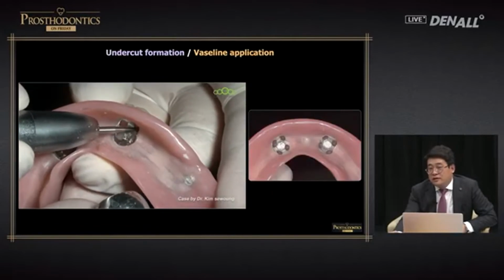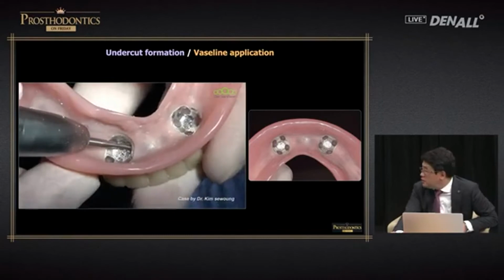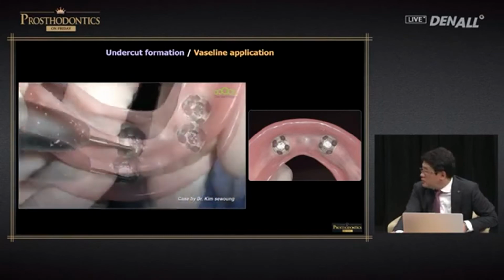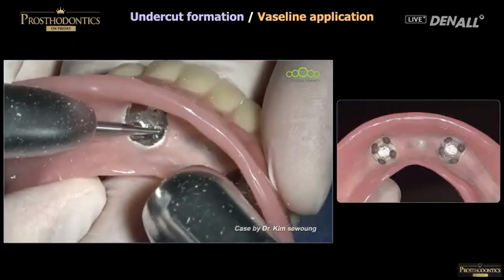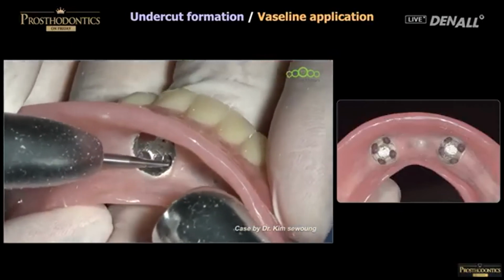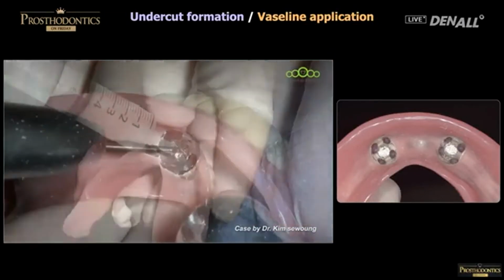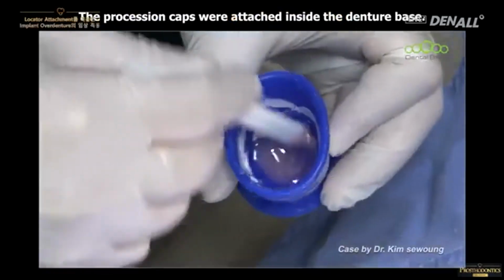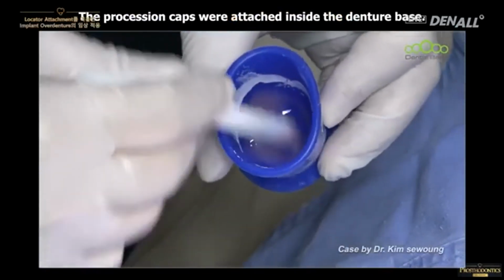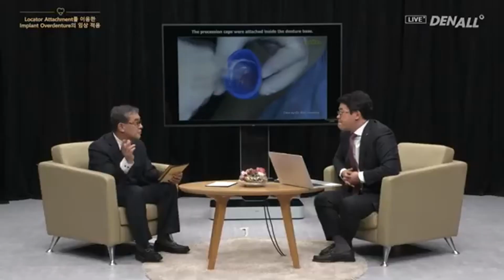It's a great idea. If you look over here, it looks crisscross here. A round burr is used to create undercut, almost like digging a hole. If you apply too much force, you might punch a hole, so be careful. After that, I use rebase resin to cement the processing cap on the inner surface of the denture.